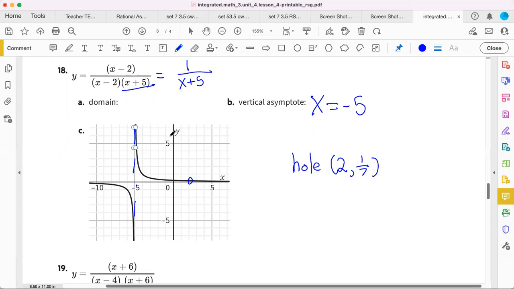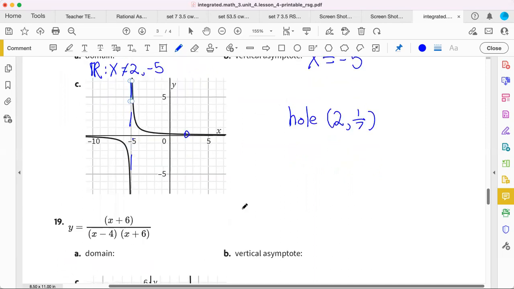What else do they need? Is that it? I guess we should talk about where it can't equal. So our domain's all real, with the exception of how x shouldn't be equal to 2 or -5. And the graph shows that respectively. Pretty good problem.